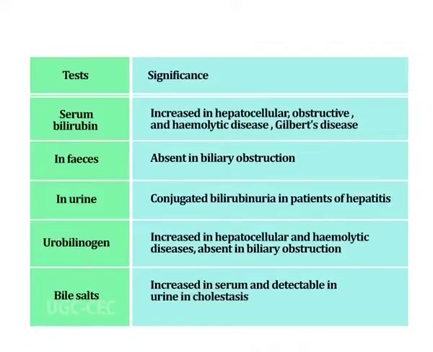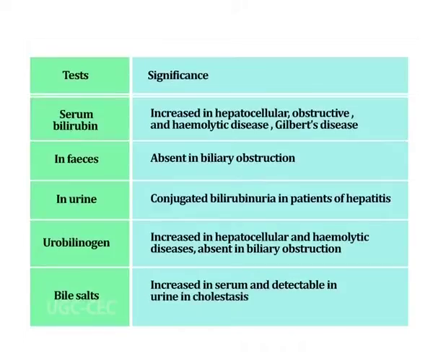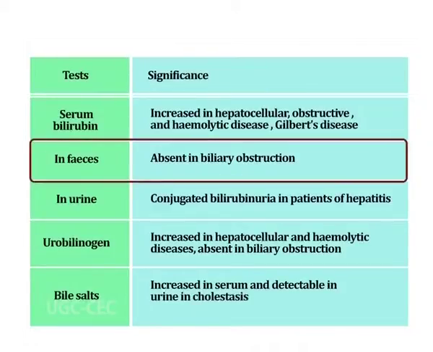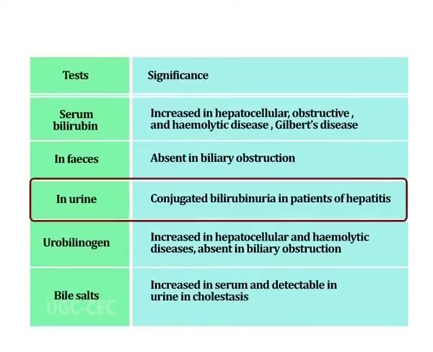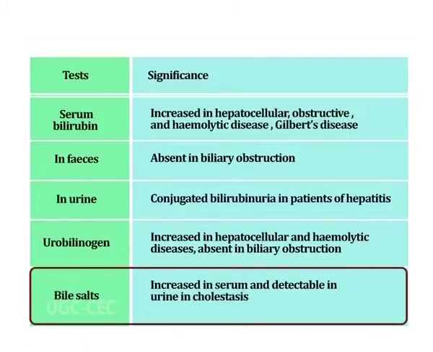So in the test to estimate bilirubin, we measure serum bilirubin. The significance of measuring serum bilirubin is that it is seen increased in hepatocellular, obstructive and hemolytic diseases as also in Gilbert's disease. Estimating bilirubin level in feces, this is absent in biliary obstruction. In urine, conjugated bilirubinuria is seen in patients of hepatitis. Urobilinogen levels may be seen increased in hepatocellular and hemolytic diseases while it is absent in biliary obstruction. Bile salts estimation, it is seen increased in serum and detectable in urine in cholestasis.